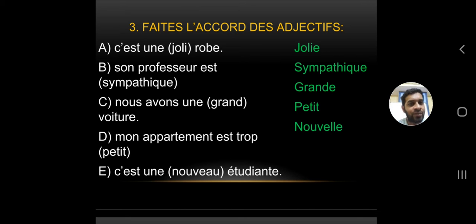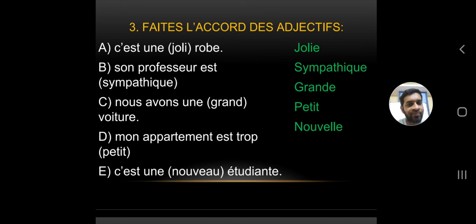So the last before one, mon appartement est trop petit. So it's not petite, we don't add e because apartment is masculine. Okay, the word apartment is masculine, so we write it as it is. Petit. Okay, so it's not feminine, so we don't add e.